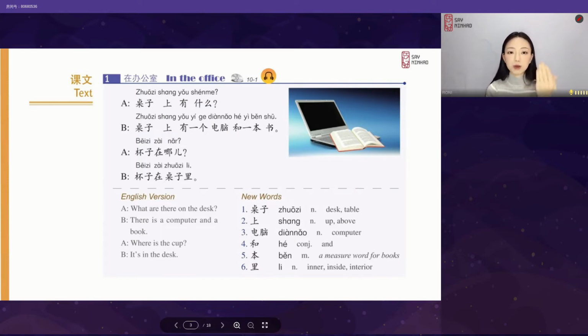Okay, now let's try to read it in rows. I will be A and you will be B. 3, 2, 1. 桌子上有什么？杯子在哪儿？Okay, let's switch the row. 3, 2, 1. 桌子上有一个电脑和一本书。杯子在桌子里。Okay, this is text 1. Now let's move on to our next text.